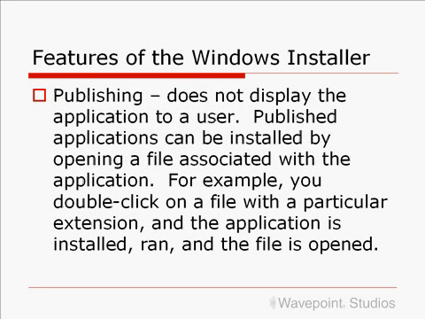Publishing. This is a type of advertisement that does not display the application to a user. Published applications can be installed by opening a file associated with the application. For example, you double-click on a file with a particular extension, and the application is installed, run, and the file is opened.